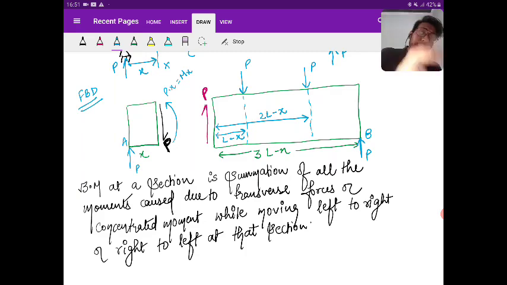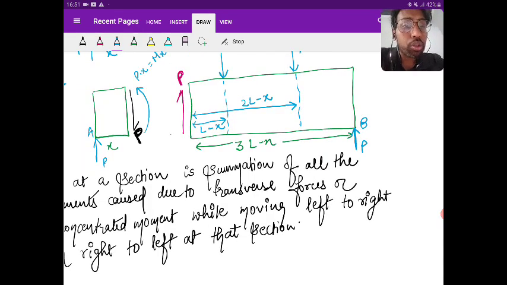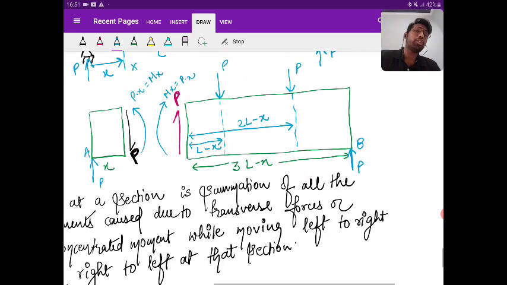First of all, let me analyze the section that I've cut. For this section to be in equilibrium, whatever moment is acting in the anti-clockwise direction must be balanced by the opposite moment in the other part. Yes or no? That means here also the moment should be P into H.